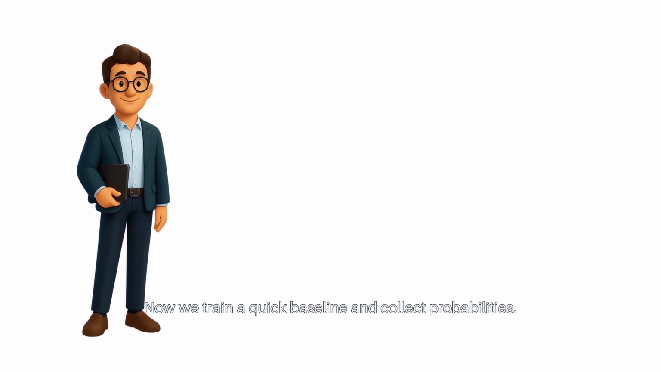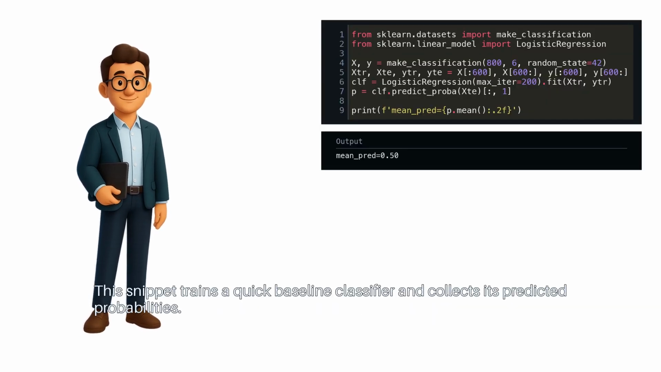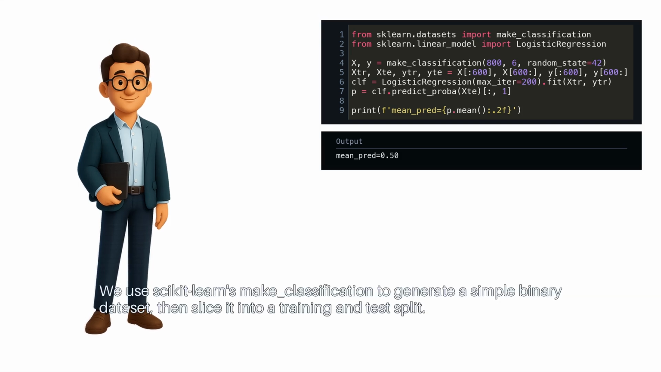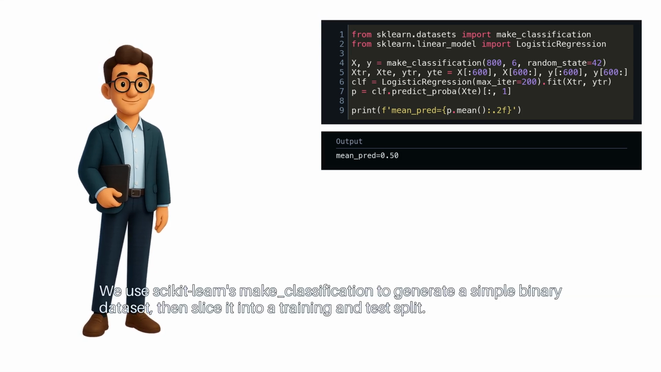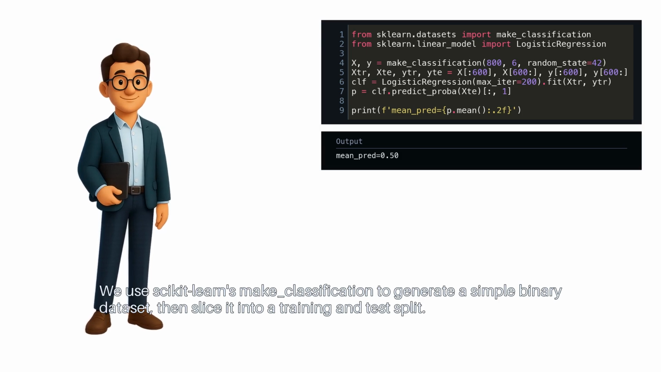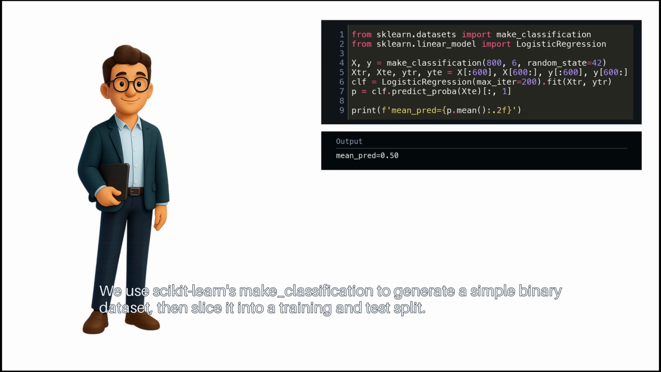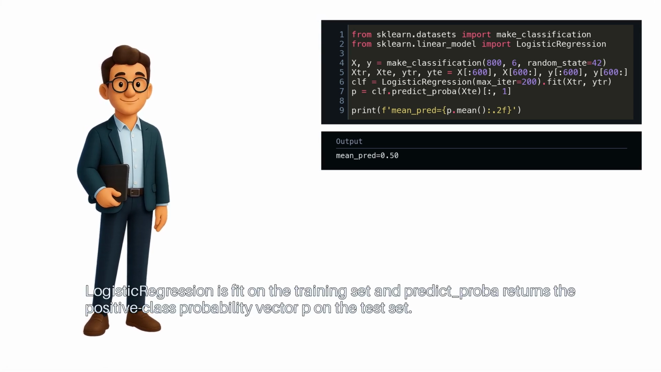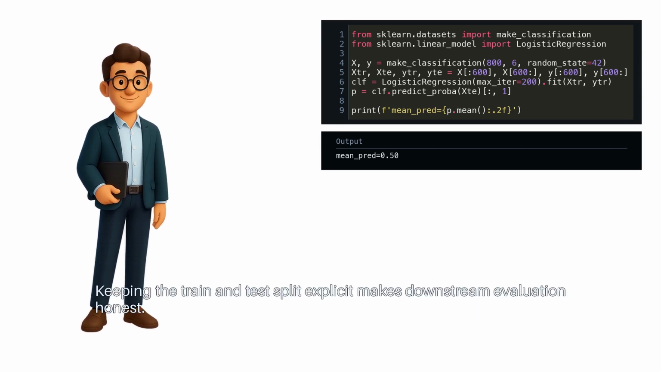Now we train a quick baseline and collect probabilities. This snippet trains a quick baseline classifier and collects its predicted probabilities. We use scikit-learn's make_classification to generate a simple binary dataset, then slice it into a training and test split. LogisticRegression is fit on the training set, and predict_proba returns the positive class probability vector P on the test set. Keeping the train and test split explicit makes downstream evaluation honest.